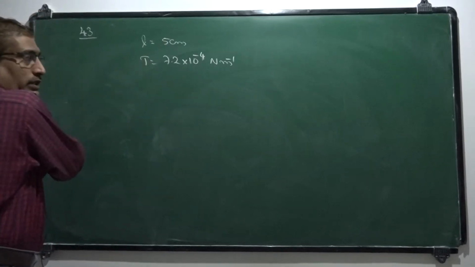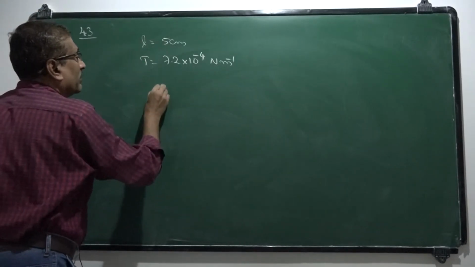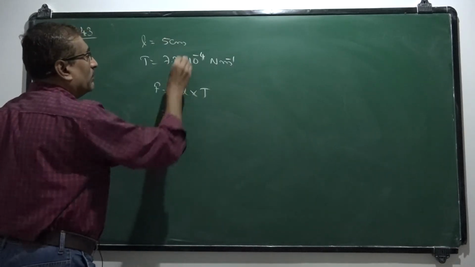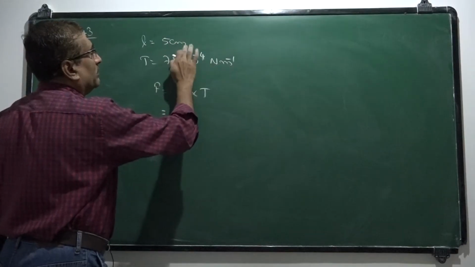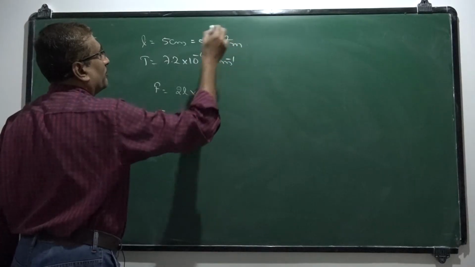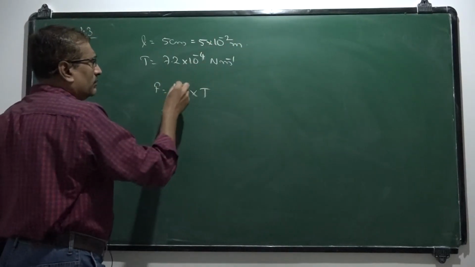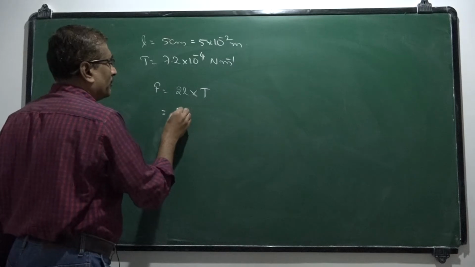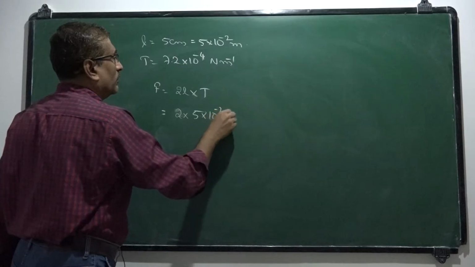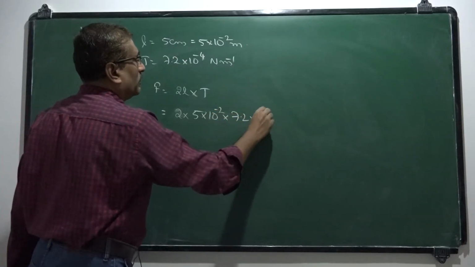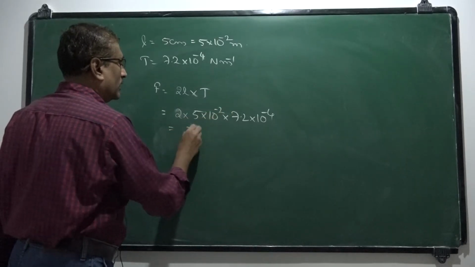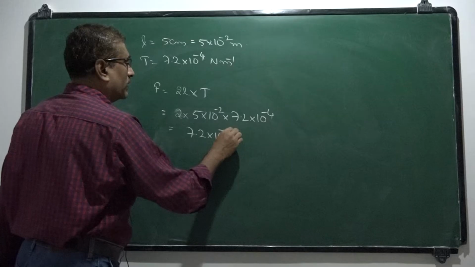So the force required to pull this wire of length L is given by F = 2L into T. But here T is in Newton per meter and the length is in centimeter, so it is 5 into 10 power minus 2 meter. So now that is 2 into 5 into 10 power minus 2, into 7.2 into 10 to the power minus 4. And that is 7.2 into 10 to the power minus 5 Newton.